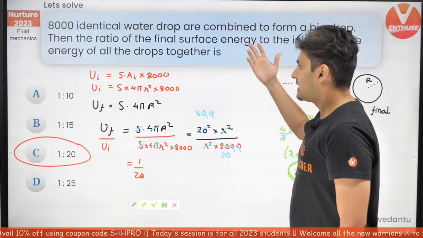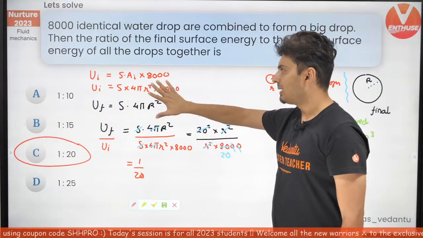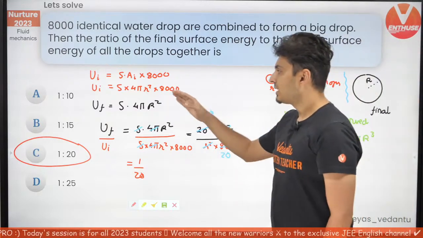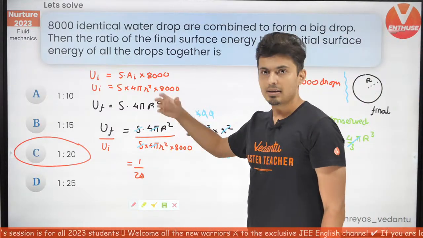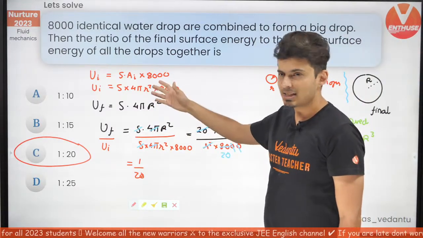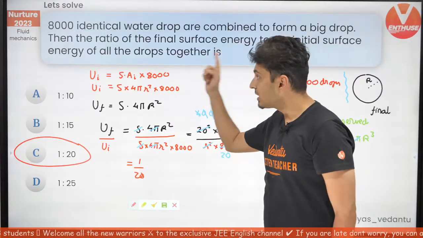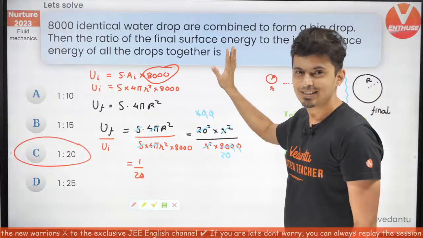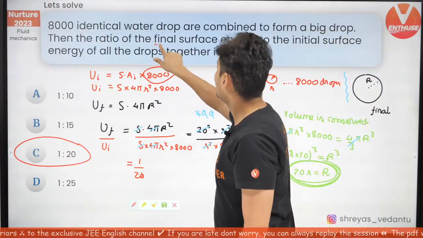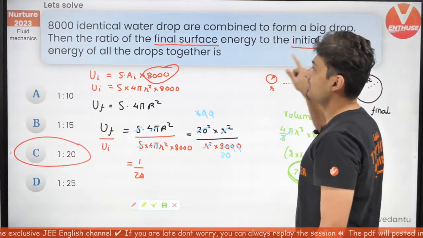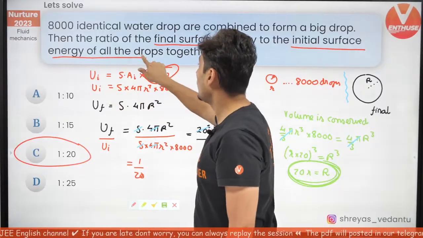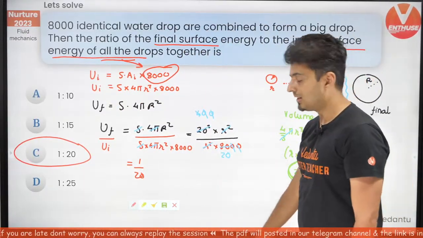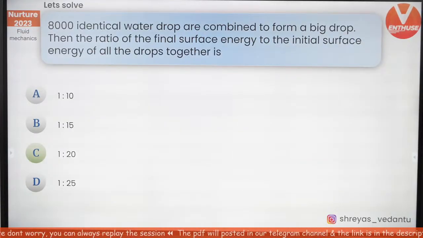So it's all about knowing what to multiply where the volumes are getting added. That's what we have used. Second thing, difference of the areas are leading to different potential energies, and just making sure this 8000 is there. If you miss this 8000, then you'll get a completely wrong answer, because the question says the final surface to the initial surface. So initial surface of all the drops, that's why that 8000 is there. Got it? Cool. Moving on to the next one.